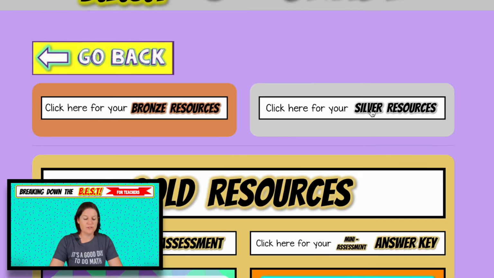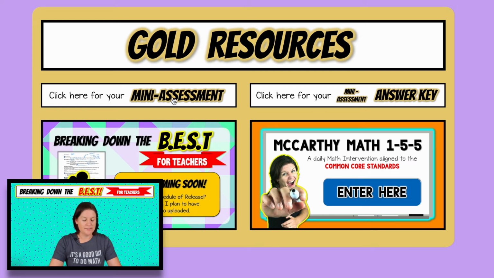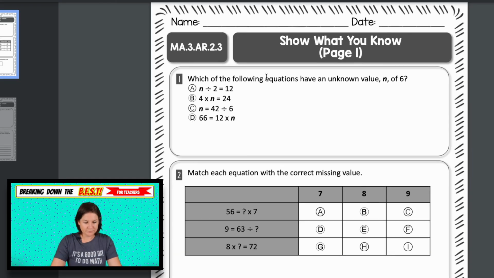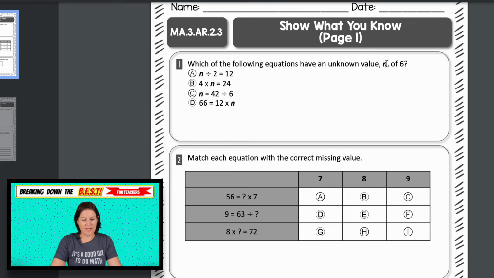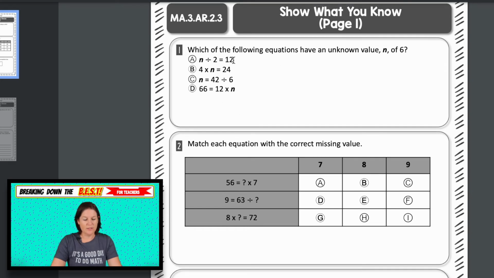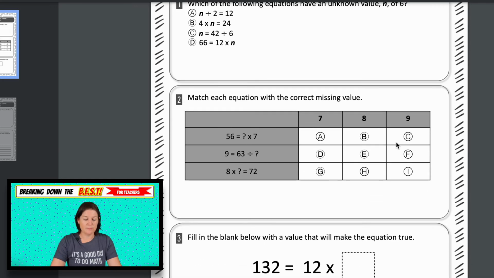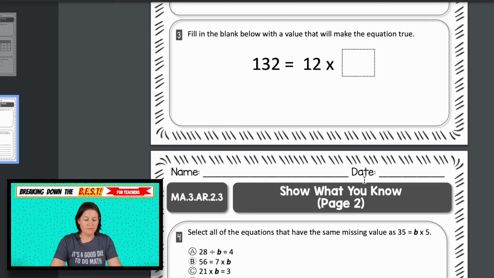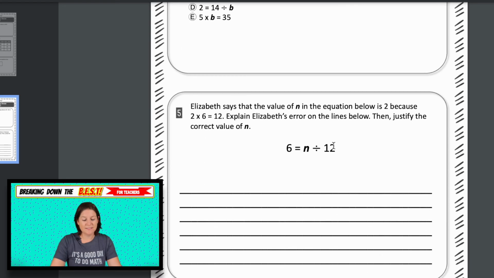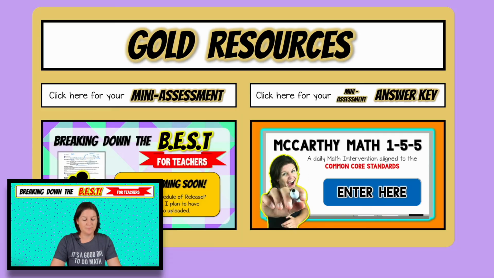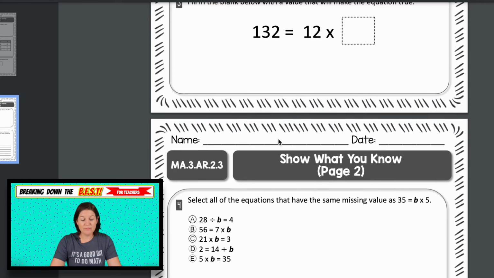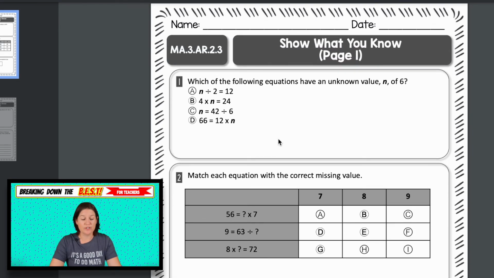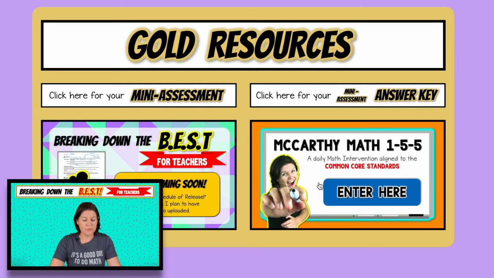You have the bronze, you have the silver, and you also have this mini assessment that aligns with the standard. So here we go. We have an N to represent the unknown. You can see the variety of having the quotients on the right and the quotients or products on the left. Got some matching item types, fill in the blank, a multi-select, and a written response right there. So with these minis, you might have mini assessments or assessments in general that your county provides you with. So just use these as extra practice, however you need to use it.